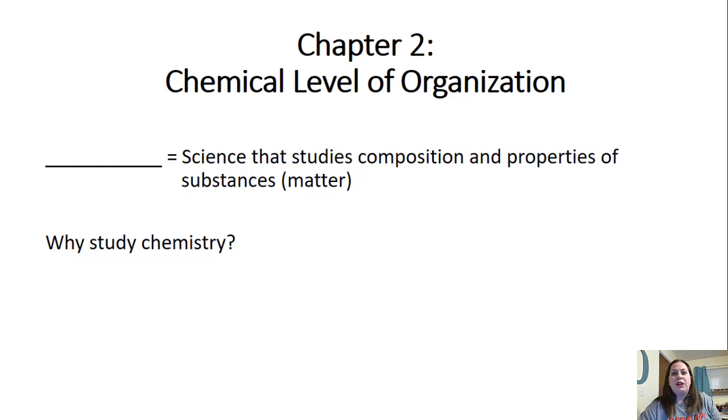Right, in chapter 2, we're going to look at the chemical level of organization. So chemistry, guys, is the science that studies composition and properties of substances, or what we call matter. Now, we're not going to spend a lot of time on certain parts of chemistry, but we are going to be looking especially at those biomolecules that are super important for us to survive.